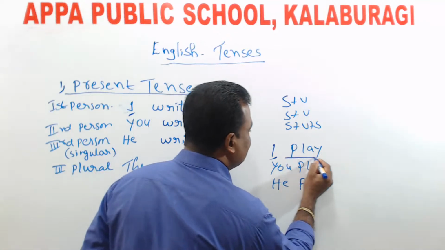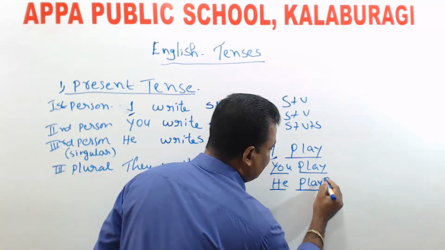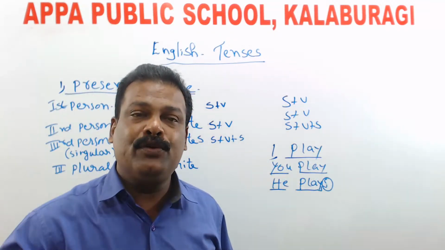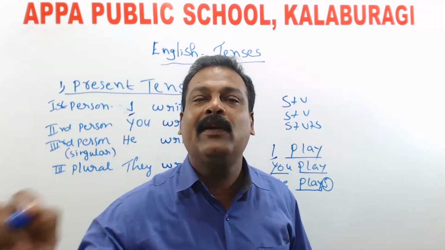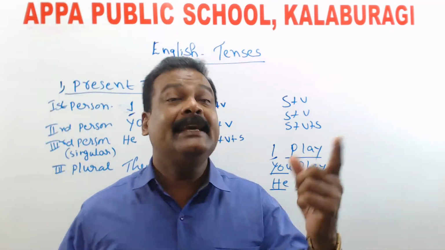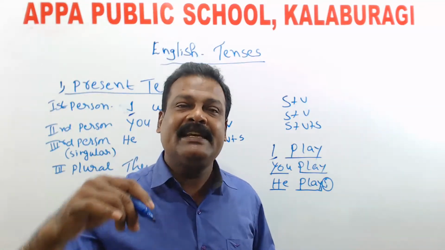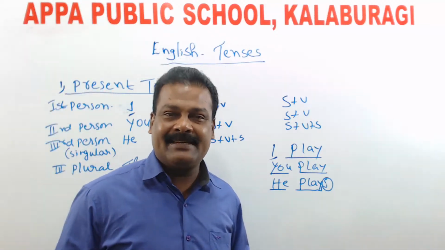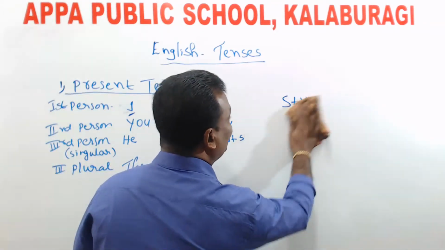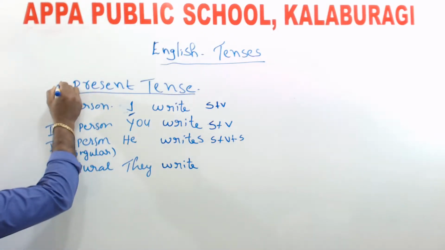See, this is subject, this is verb. This is subject, this is verb. This is subject, this is verb, and this is S. That's why we put this S here. So you can easily understand. I play, you play, he plays. I write, you write, he writes. I sleep, you sleep, he sleeps. I run, you run, he runs. I sing, you sing, he sings. Got it? So this is how it becomes. If you understand this formula, you can make your own sentences. Got it? Now we have seen the first one, simple present tense.